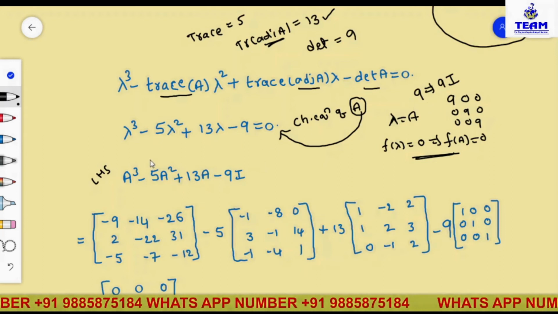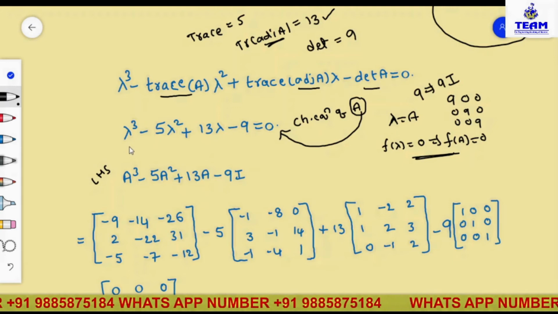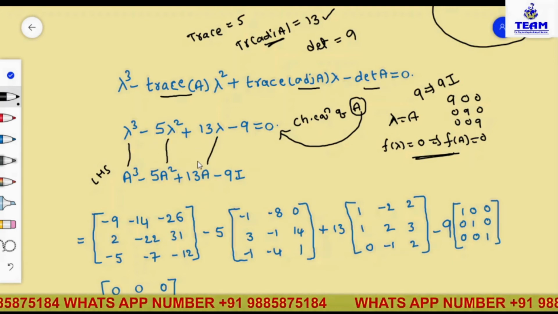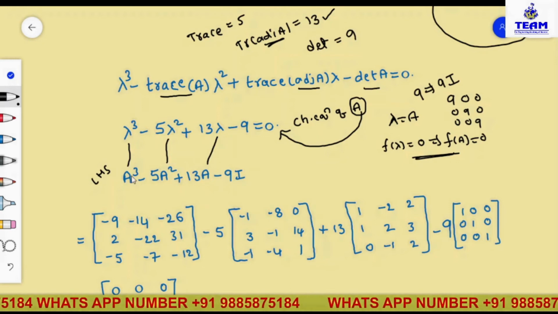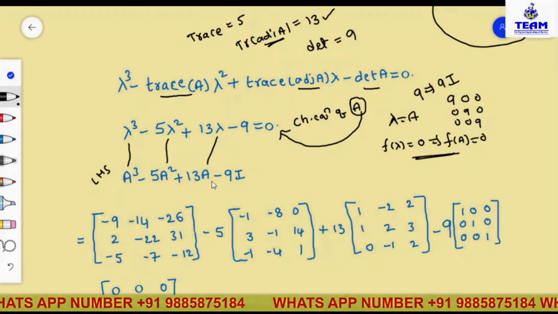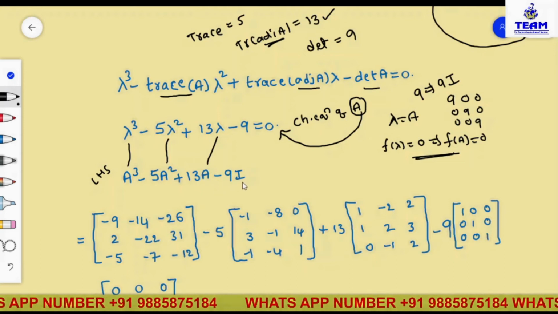Now take the LHS part. A cube. In place of lambda, what are you substituting? Capital A. If you substitute A, then lambda cube becomes A cube minus 5A square plus 13A minus 9I. This value you have to take.